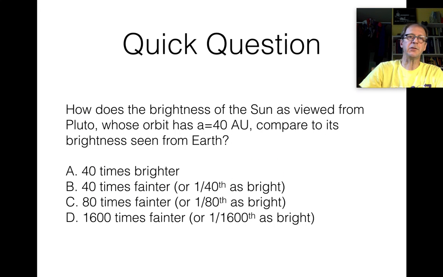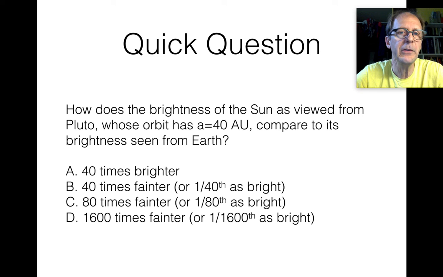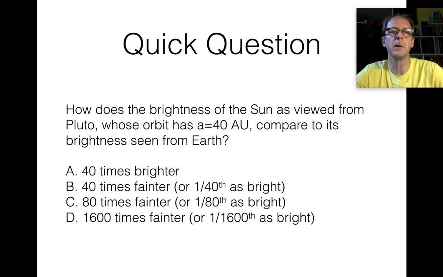So here's a quick question. Again, hit pause if you want to think about this. How does the brightness of the sun as viewed from Pluto, whose orbit has a semi-major axis of 40 astronomical units, compare to its brightness seen from the Earth? And there are your choices. Hit pause, and you're back.